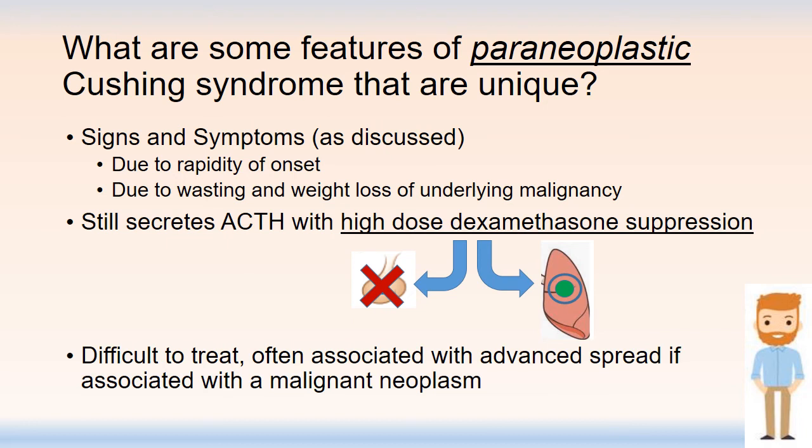Another issue with paraneoplastic Cushing syndrome is that by the time it comes to light, these tumors tend to show advanced spread. These tumors tend to be very aggressive. So once you have identified it, it's often hard to treat because of the spread of that particular malignancy.